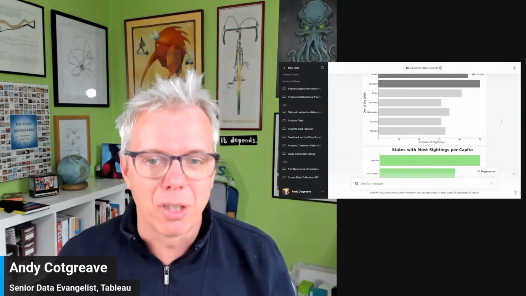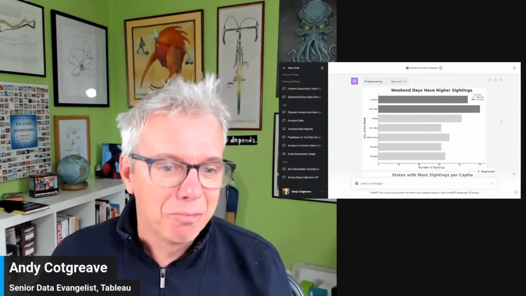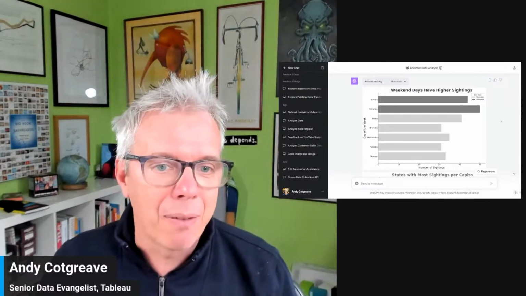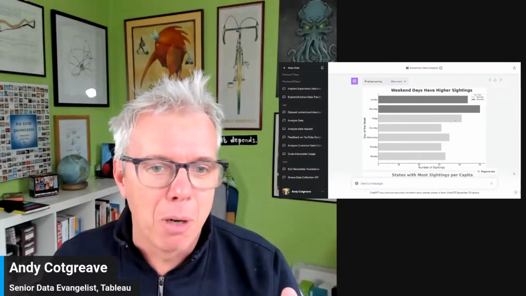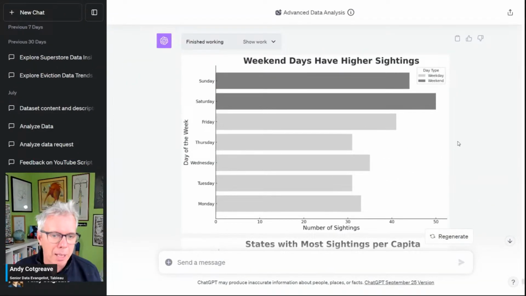This is pretty amazing. So what have we got? This is cool, right? Grid lines have gone. It's given me the weekend days have higher sightings. It could have included Friday. I'm not going to give it a bad mark for not including Friday, but it's got a contrasting color palette. So let's go back to this.